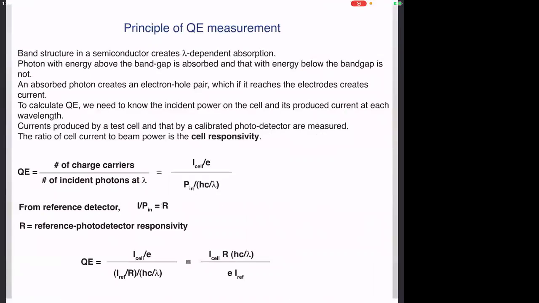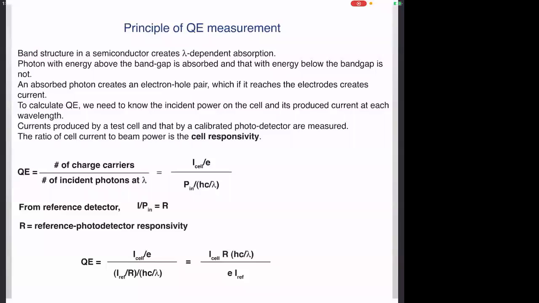First of all, we recognize that the band structure in a semiconductor is wavelength dependent, so different wavelengths will get absorbed differently. Again, a photon with energy above the band gap is absorbed, energy below the band gap is not. An absorbed photon creates an electron-hole pair, which, if it reaches the electrodes, creates current. To calculate the quantum efficiency, we need to know the incident power on the cell and how much current is produced at each wavelength. The currents produced by a test cell and by a calibrated photodetector are measured, and the ratio of these two is essentially called the cell responsivity.